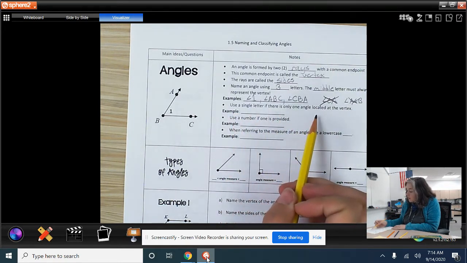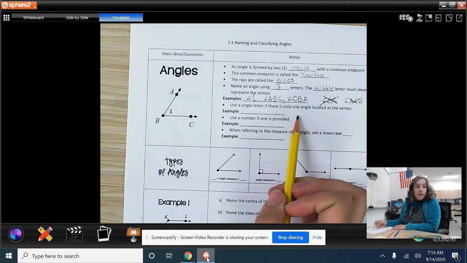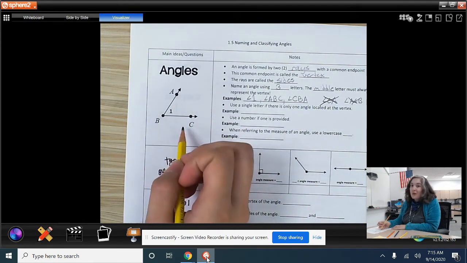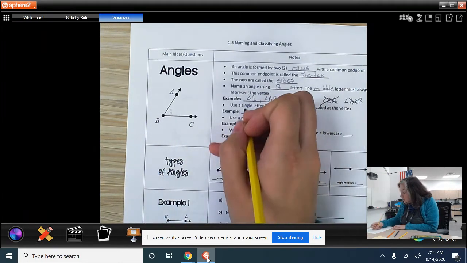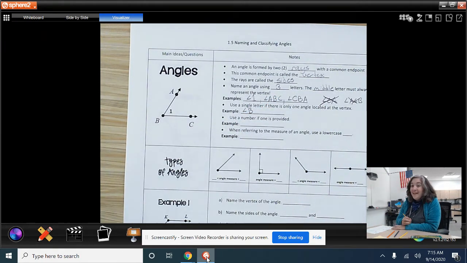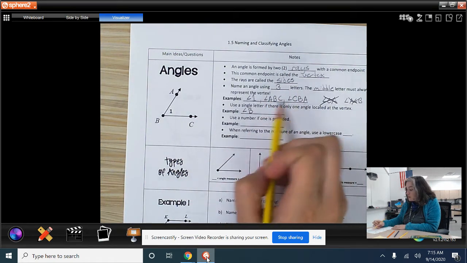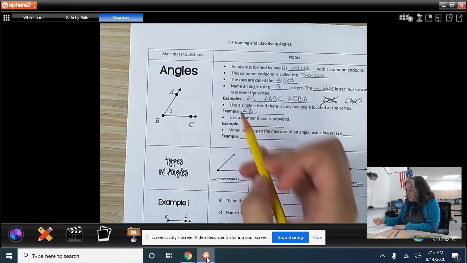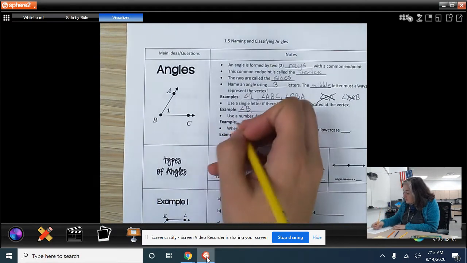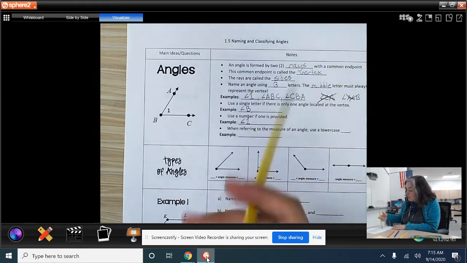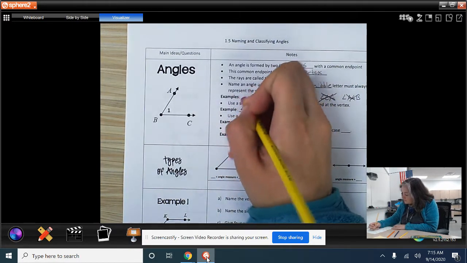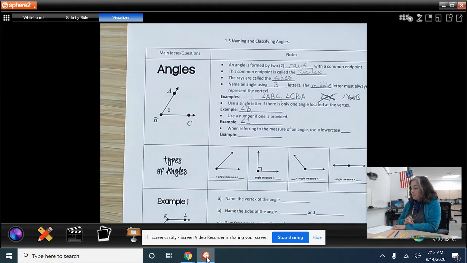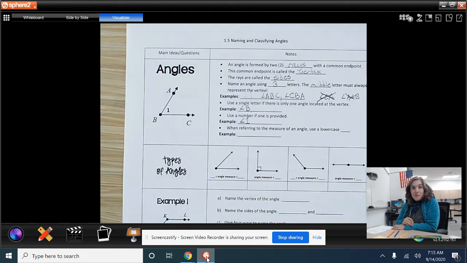We can use a single letter if there's only one angle associated with the vertex. So, for example, there's no other angles here. This is the only angle, so we can call it angle B. That's a very rare instance we can do it, okay? So get used to naming angles with 3 letters. Sometimes we can name it angle B. Sometimes. We can also use a number. So angle 1, if a number is provided. Ooh, I should get rid of that, because that one goes down there. Oops, my bad. Wasn't paying attention to my note key.